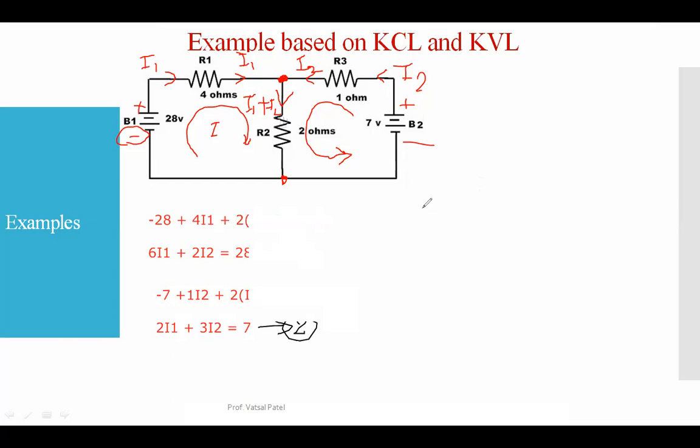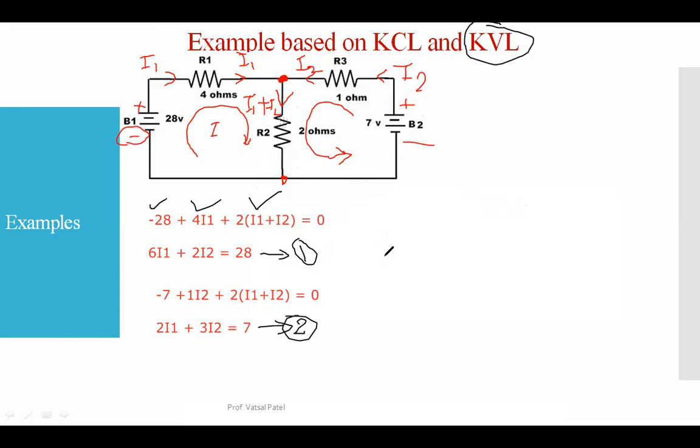The voltage addition should be 0. See the voltage, this is the battery source voltage, the voltage across the first resistance, the voltage across the second resistance, and that is equal to 0. That is the statement of the KVL. The same thing we are doing for the second loop. So it is 2I1 plus 3I2 is equal to 7.